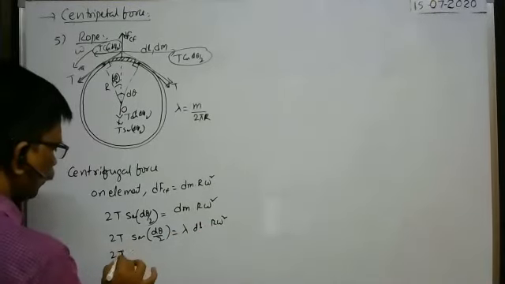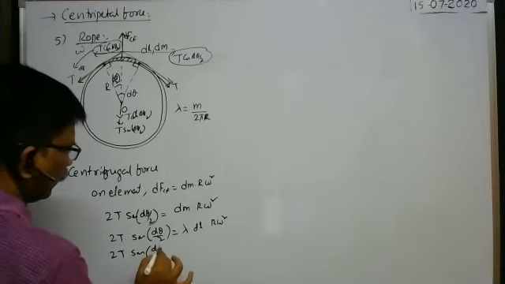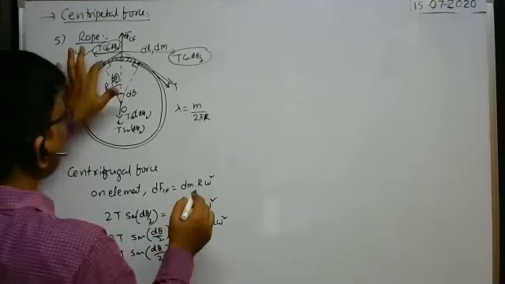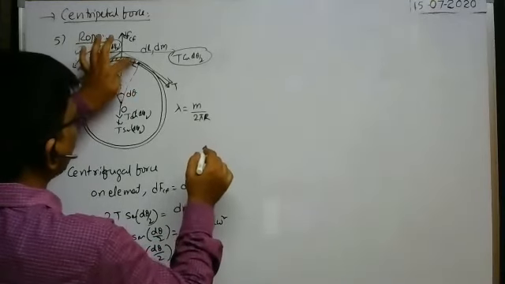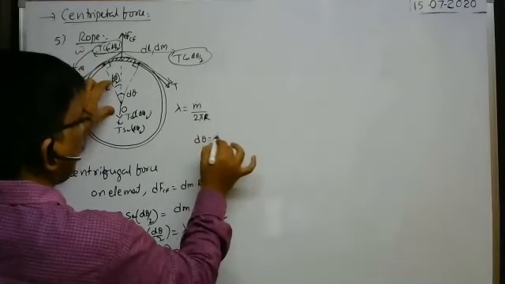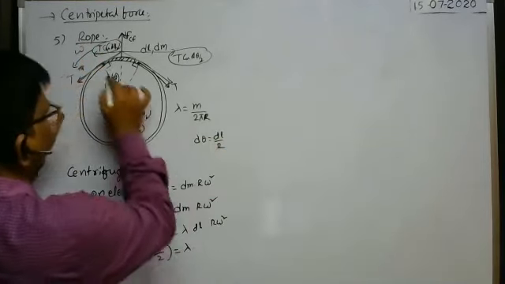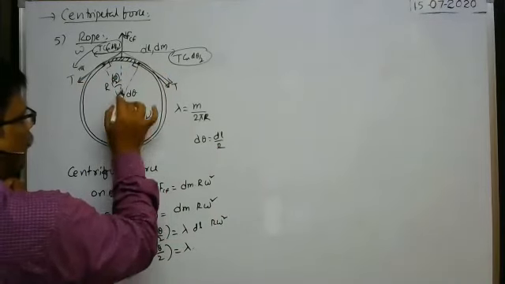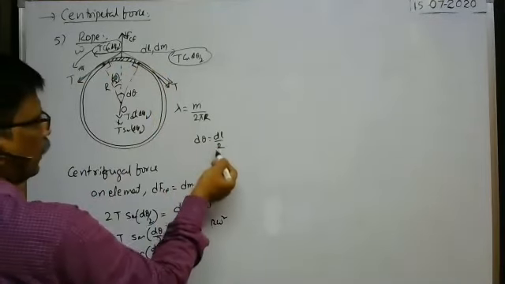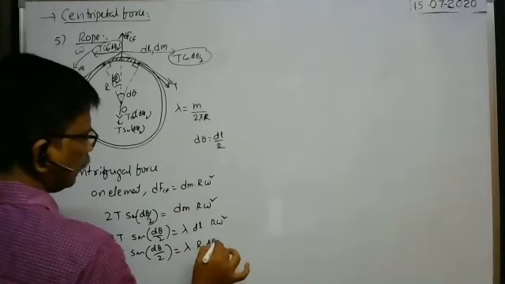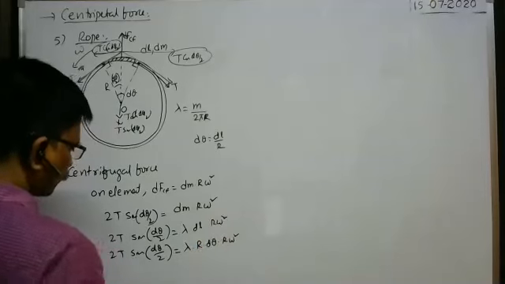Therefore 2T sin(d theta by 2) is equal to lambda into dl into r omega square. You see, dl is the length of the arc. The angle subtended by the arc at the center is d theta. So d theta is equal to arc by radius, dl by r. Dl means r into d theta, which we write into r omega square.